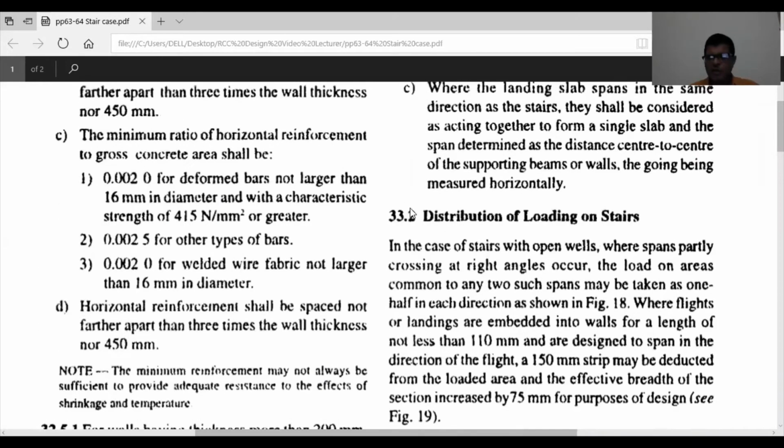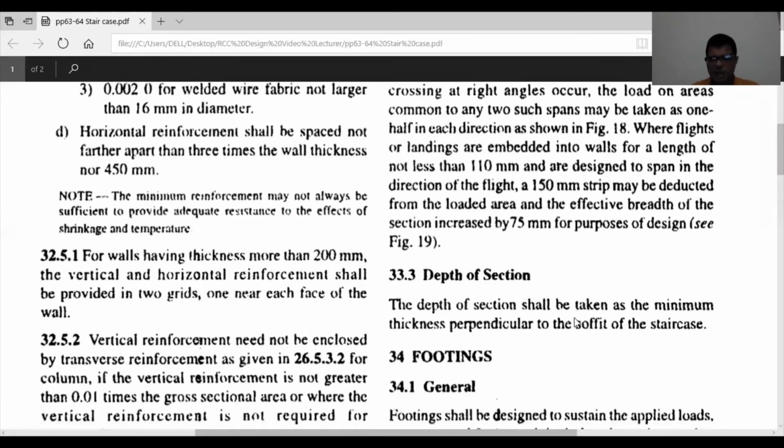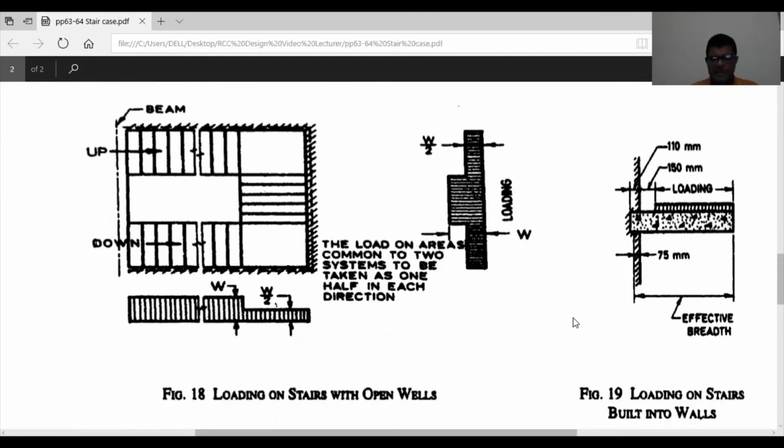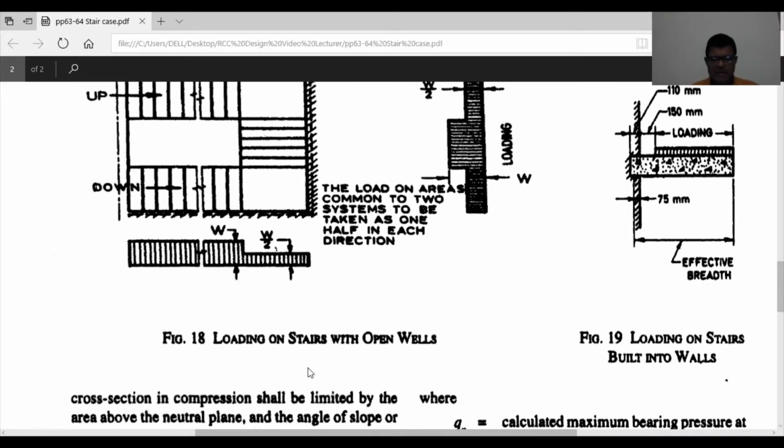Now, how is the load distributed? In case of stairs with open wells where spans partly crossing at right angles occur, the load on areas common to any two such spans may be taken as 1/2 in each direction. Figure 18. So some loading conditions have been shown here. You see, go to the next page. Loaded stairs with open well.